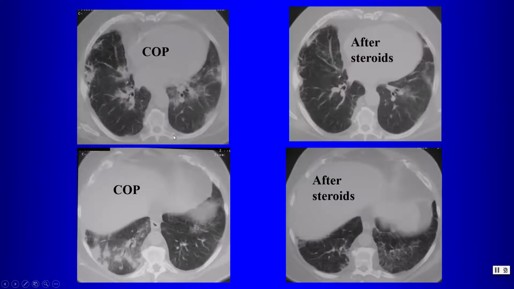So here's such an example, peripheral consolidations here in this patient. And after steroids, you can see that there has been improvement. There's been both symptomatic improvement in this patient along with radiological improvement of disease. So peripheral consolidations, that is the pattern associated with cryptogenic organizing pneumonia.